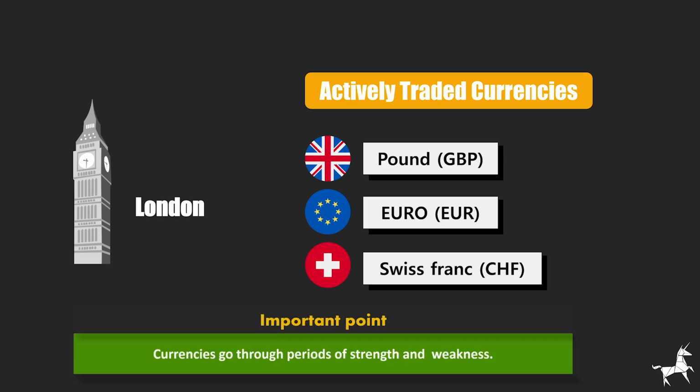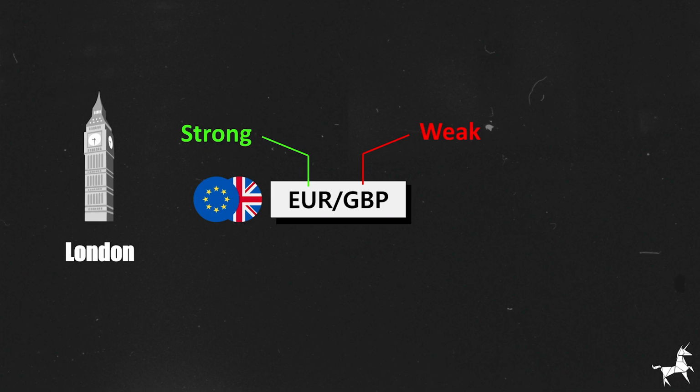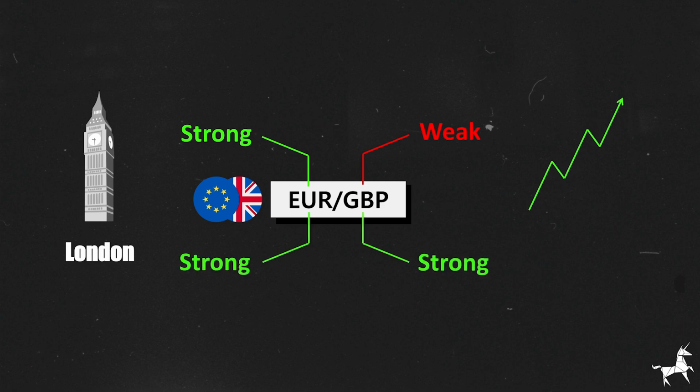An important factor to consider is that currencies go through periods of strength and weakness. For example, if you want to trade euro-pound during the London session, you need to ensure that one currency is weak and the other is strong. This is the only way euro-pound will experience significant movement. However, if both currencies are strong, the market is more likely to consolidate, making it difficult to trade effectively.